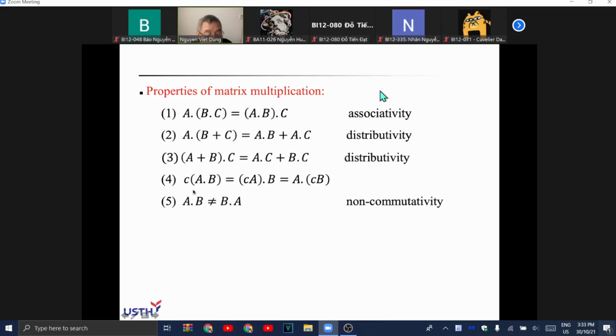And property number 4 says that for C multiplied by the product AB, we can put C in the first factor or the second factor, the same. However, property number 5 says that in general AB is different from BA. That is the property of non-commutativity.